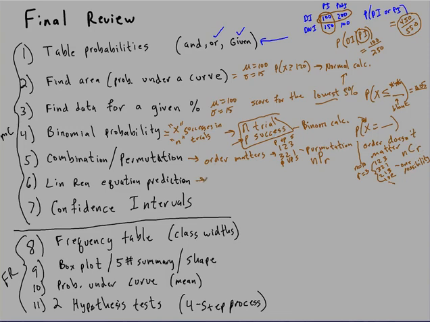Alright, linear regression, make sure that you're okay with finding a least squares regression line. The least squares regression line is the equation that we use to make predictions. Then make a prediction. Okay, we just did that.